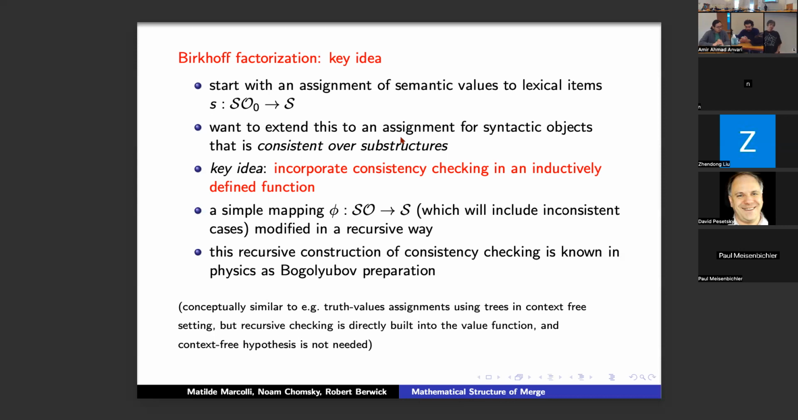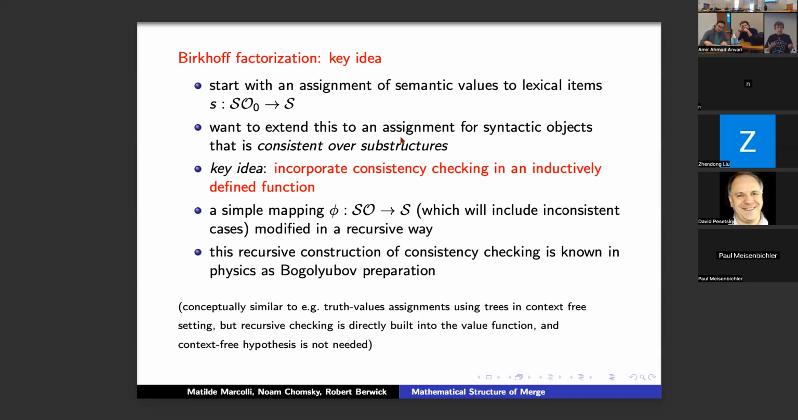Okay, so let me get back to what I was saying at the end of last time. I was trying to explain the idea that the way you want to make an assignment of semantic values to syntactic objects is to think of it as starting with some assignments of semantic values to lexical items, and then you try to extend that from lexical items to structures.